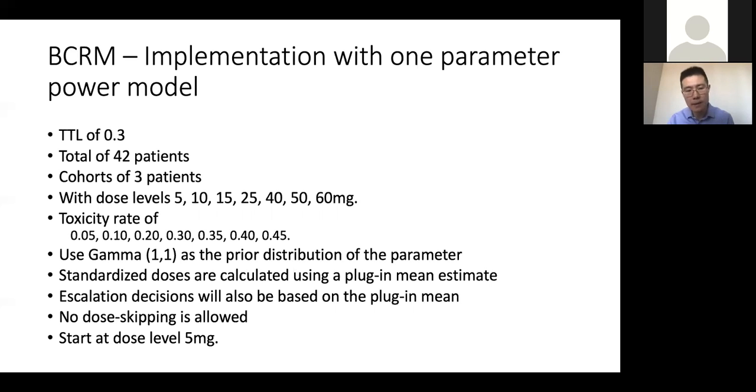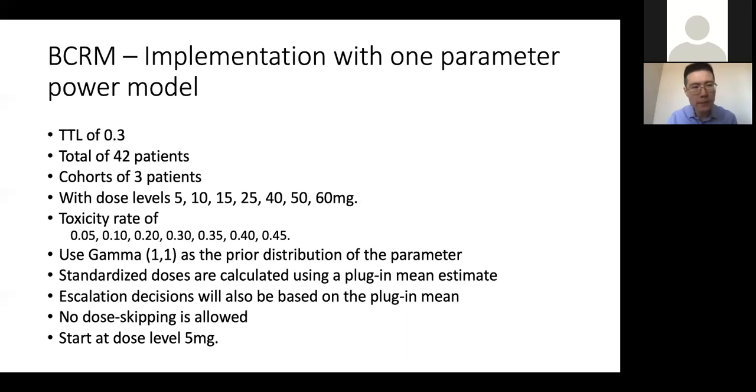And we will use gamma(1,1) as the prior distribution of the parameter. The prior distribution is basically a requirement for the Bayesian method. The standardized doses are calculated using the plug-in mean estimate, and the escalation decision will also be based on the plug-in estimate for consistency. And we can also add the constraint that no dose skipping is allowed. It's the most common setting in phase 1 trial design.